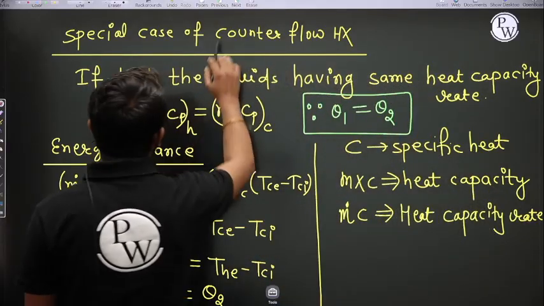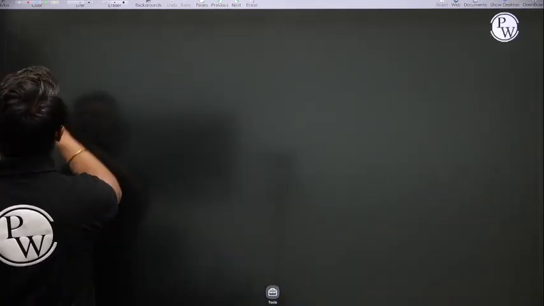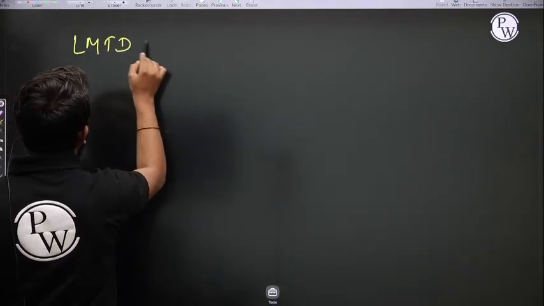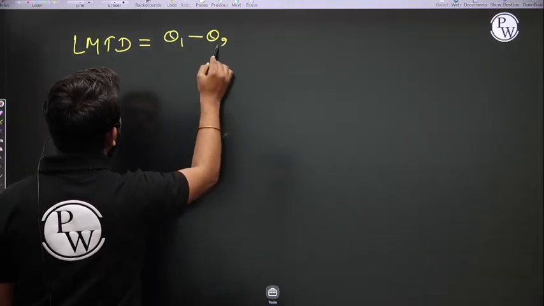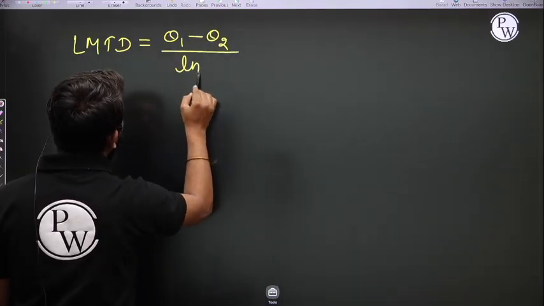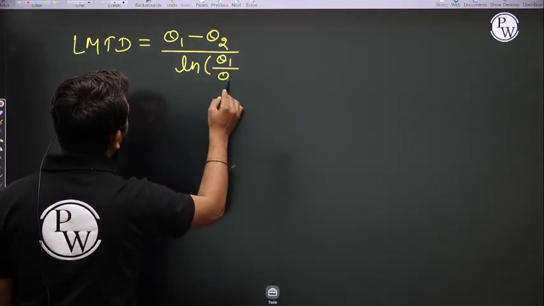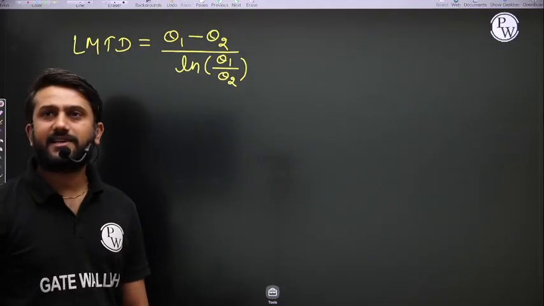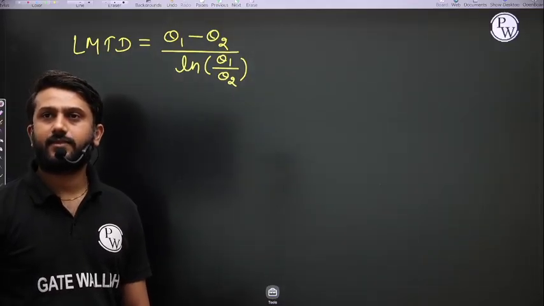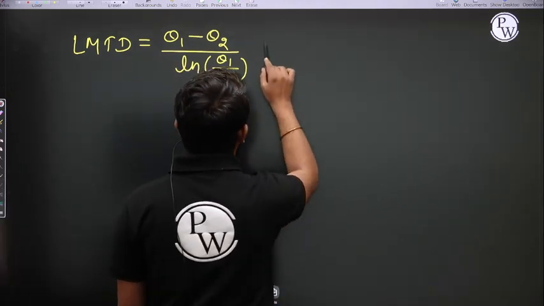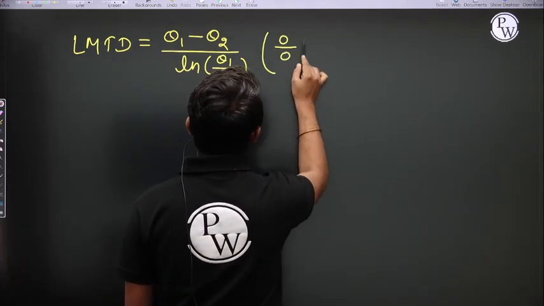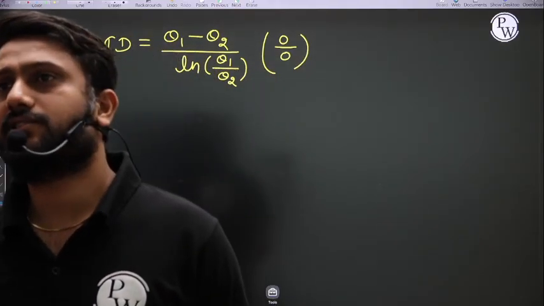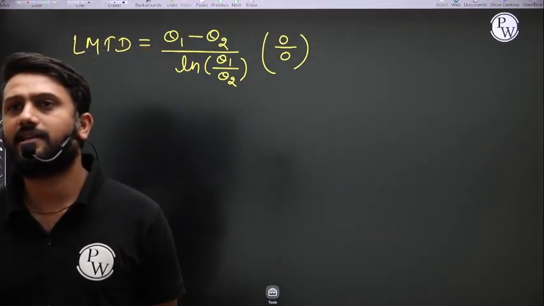And if you are going to calculate the LMTD, the LMTD is theta 1 minus theta 2 divided by the natural log of theta 1 by theta 2. Is it clear? So now you are getting a 0 by 0 form, because theta 1 is equal to theta 2. If theta 1 is equal to theta 2, then you are getting the 0 by 0 form, that is the indeterminate form.